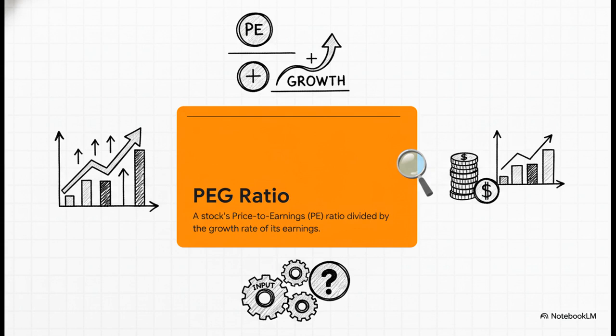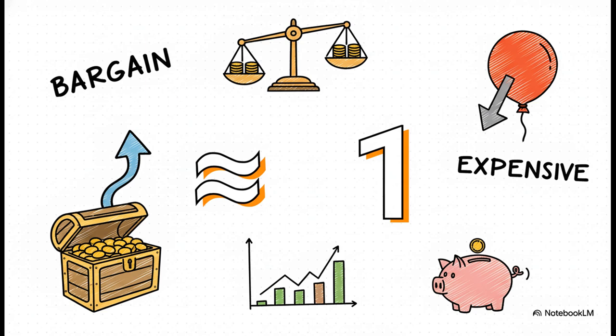PEG. Easy. And here's the rule of thumb that makes this so powerful. If you get a PEG ratio of around 1, it suggests the stock is probably fairly valued. The price you're paying is pretty much justified by its growth. If it's way higher than 1, you might be looking at an expensive stock. But if it's way lower than 1, well, you might have just stumbled onto a bargain.